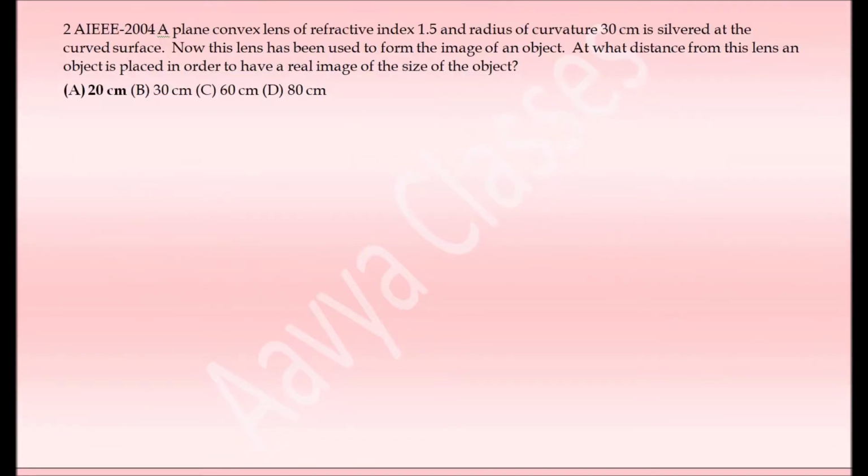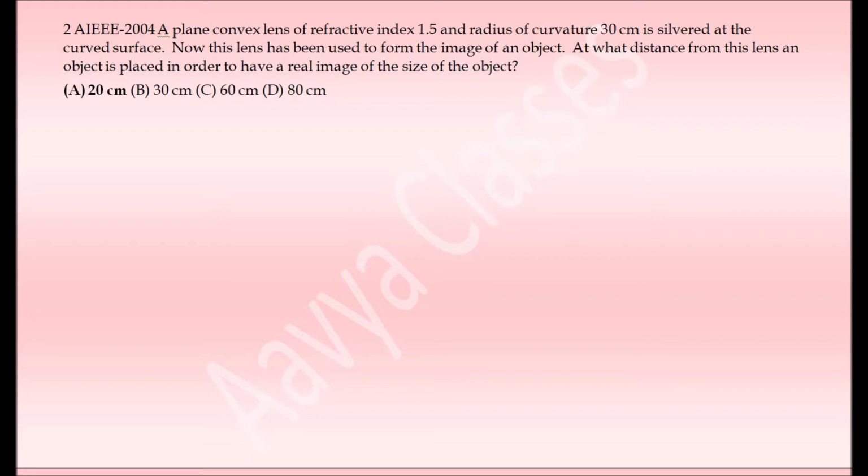Now we will see the second problem, and this problem I have picked from AIEEE 2004. A plano convex lens of refractive index 1.5 and radius of curvature 30 cm is silvered at the curved surface. Now this lens has been used to form the image of an object.